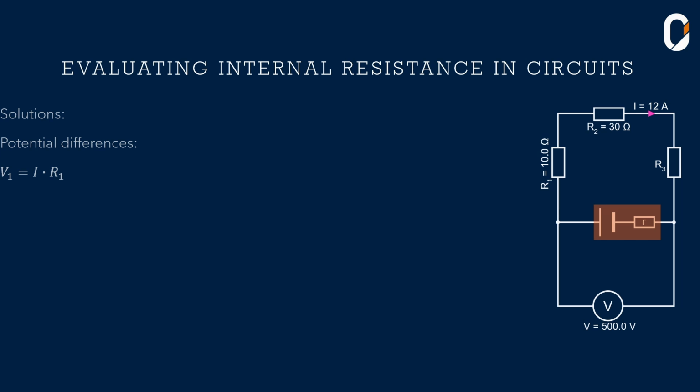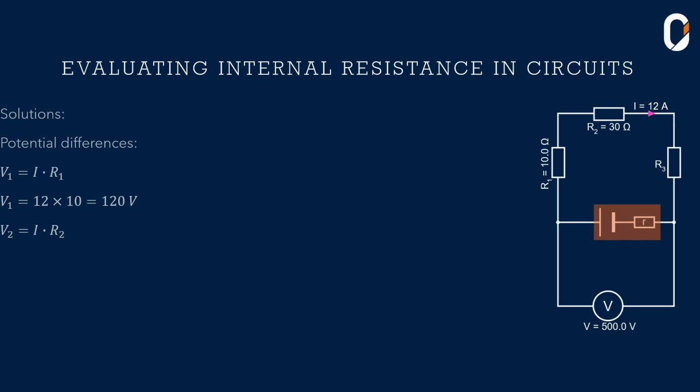Potential differences V1, V2, and V3. First, let's start with V1. Obviously, V1 is equal to I multiplied by R1 from Ohm's law. Substituting in my values, V1 is equal to 12 multiplied by 10. 12 is the current as given by the question, and the 10 is the resistance, again as given by the question, and that will give us a voltage of 120 volts.